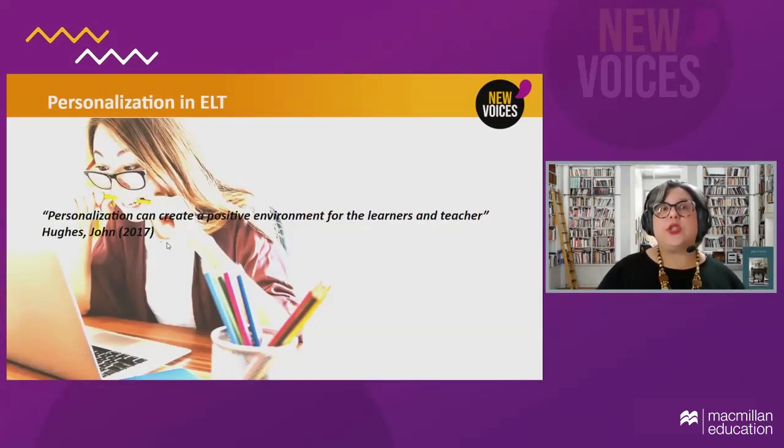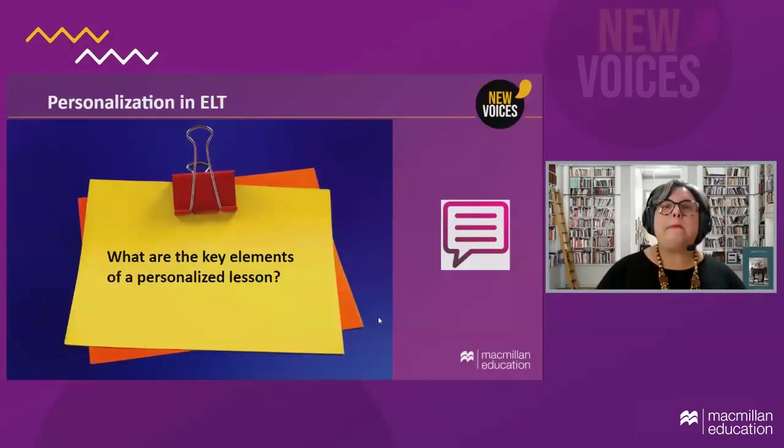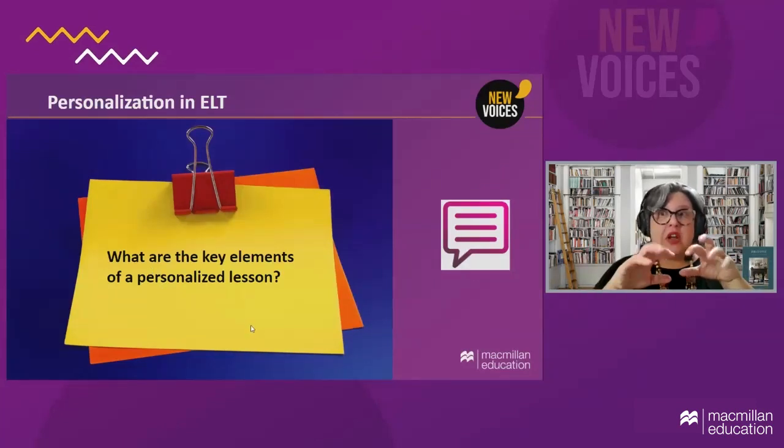According to John Hughes, personalization can create a positive environment for the learners and teachers. Why? Because when you personalize your lessons, it leads to good rapport. It promotes a wonderful environment, so your students are really safe and engaged. So personalizing a lesson is extremely important. I would like to know from you, what are the key elements of a personalized lesson? Could you please write one or two words in the chat? What do you believe are the key elements of a personalized lesson?